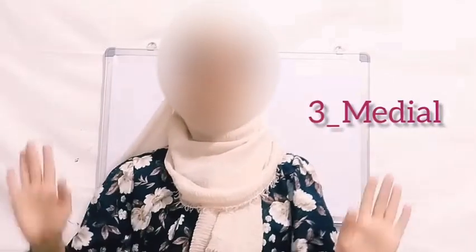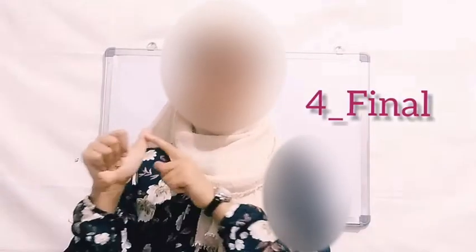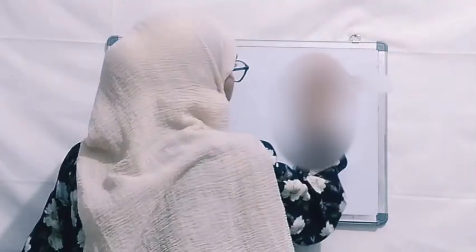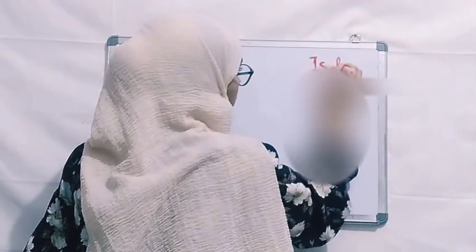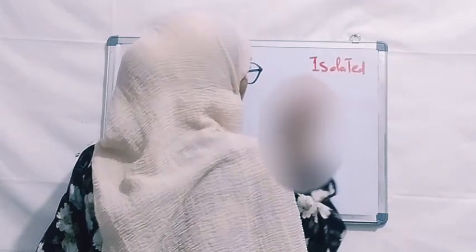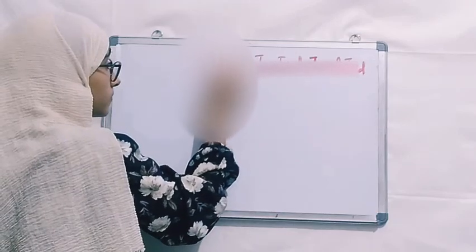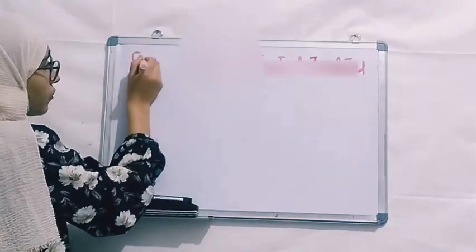So we have 4 forms: isolated form, initial form, medial form, and final form. We have 4 shapes. So we're going to start with the isolated form, or initial form, and medial form, and final form.